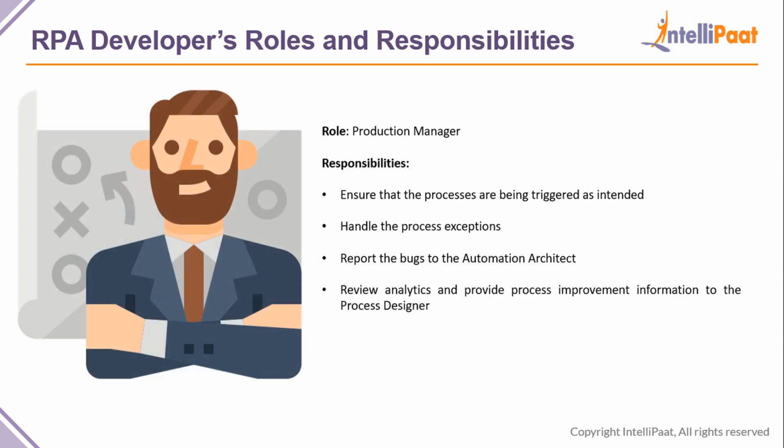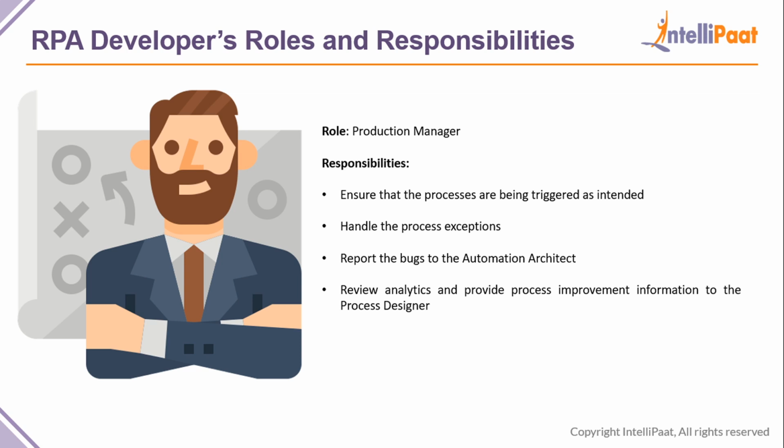The next kind of role which people are hiring for right now is a production manager. The job of a production manager is fairly simple. He has to check if the process which was designed and implemented by the automation architect and process designer is functioning according to the needs, and to the expectations of the customer, of what it was expected to do.